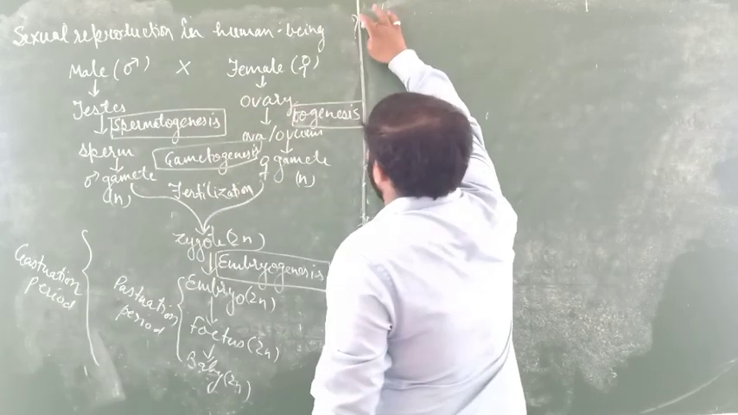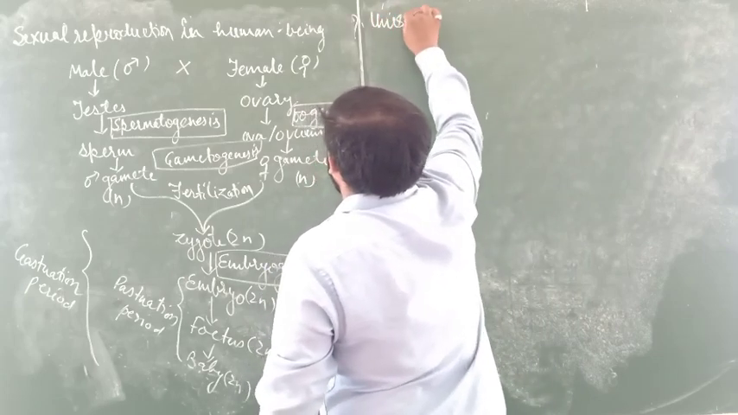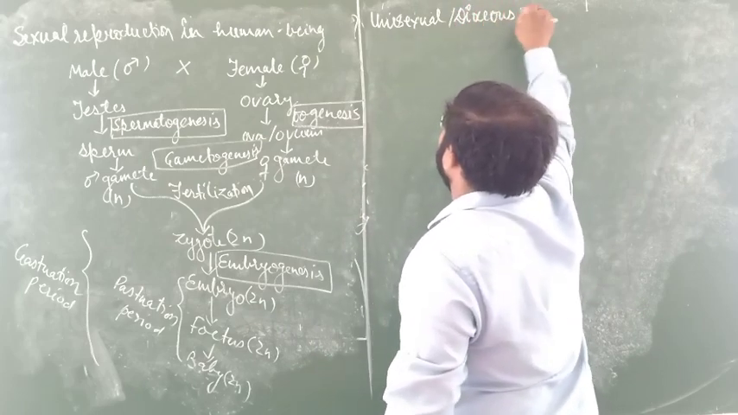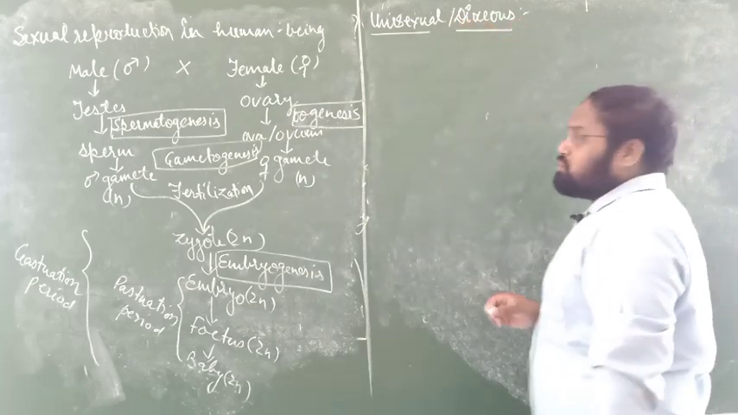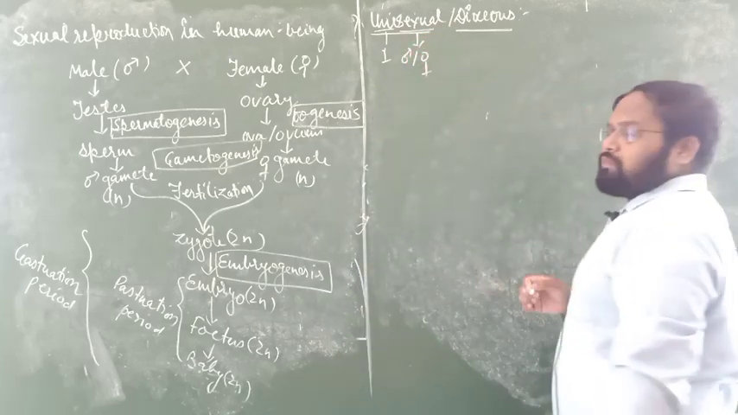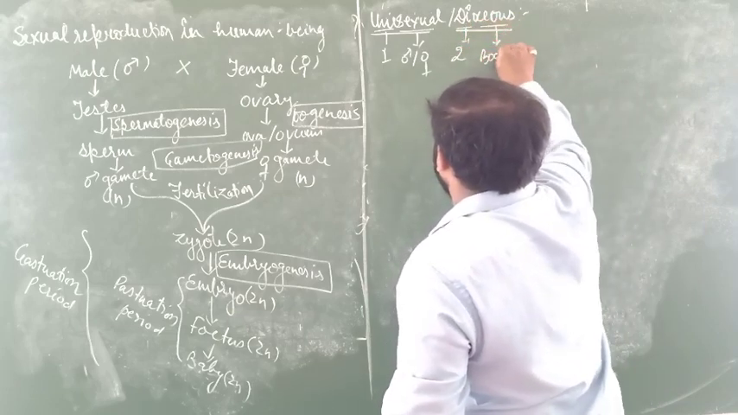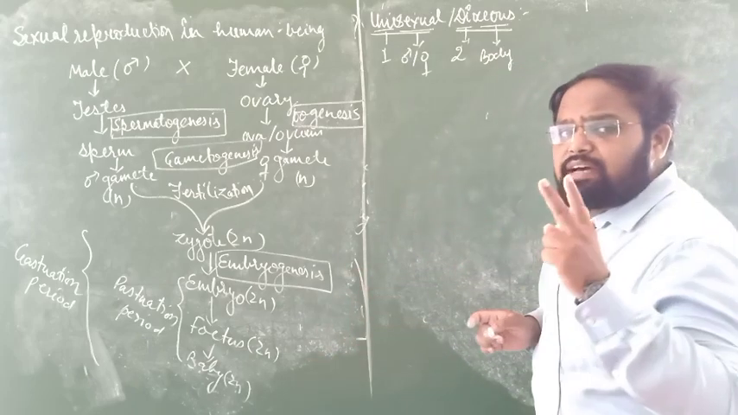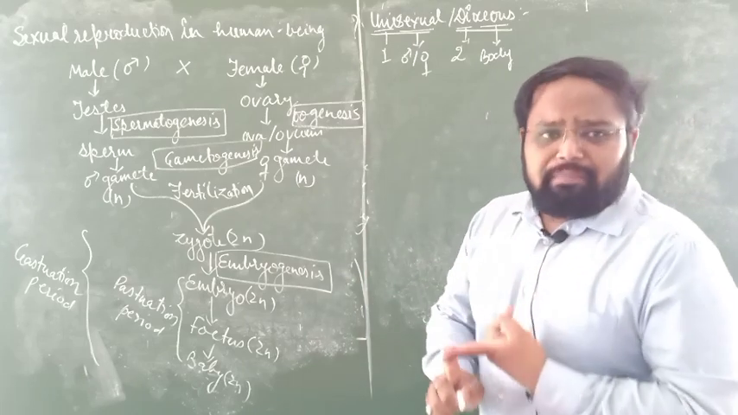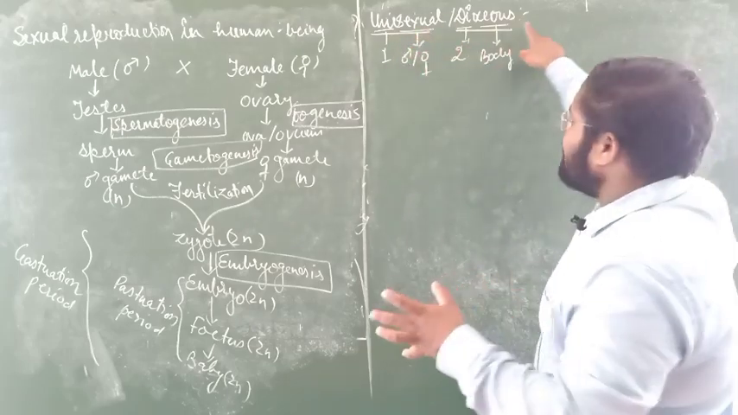Okay, so one condition is that human beings are unisexual or dioecious. Uni means one, sexual means sex, that is male or female. Di means two, ecious means body. It means two bodies are required for the different sexes. So in one body it will be a female and in the second body a male. So male and female are present in different bodies, and that condition is called unisexual or dioecious.